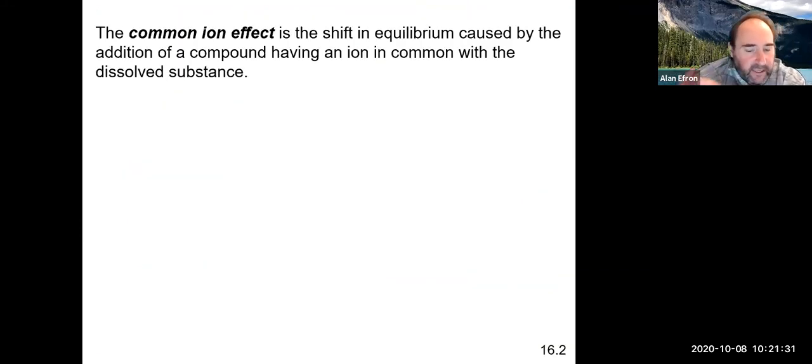So the next thing we're going to talk about, which is a really big topic in this class, is what's referred to as the common ion effect. And we're now getting into the difficult part of some of these topics, the part that gives people a lot of trouble. This is really the part where you have to understand what is going on to be able to do the math correctly, as we go through buffers and then into titrations.